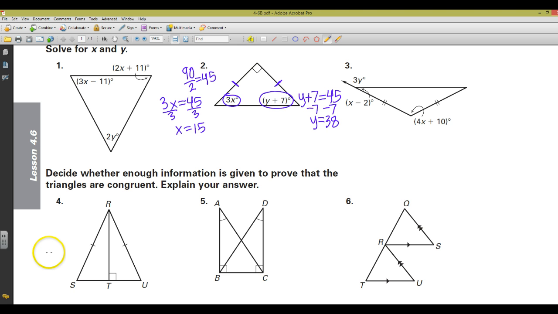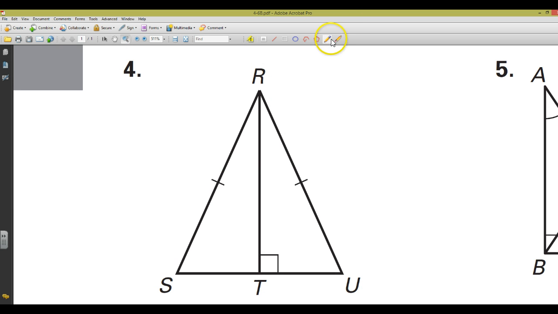For number 4, decide whether enough information is given to prove that the triangles are congruent and explain your answer. So I'm just going to mark up the diagram, and I'm not going to write down my explanation, but I'll explain as I go here. So the first thing that I see is that the two triangles share a side. So I mark RT is congruent to RT, and that's by the reflexive property.